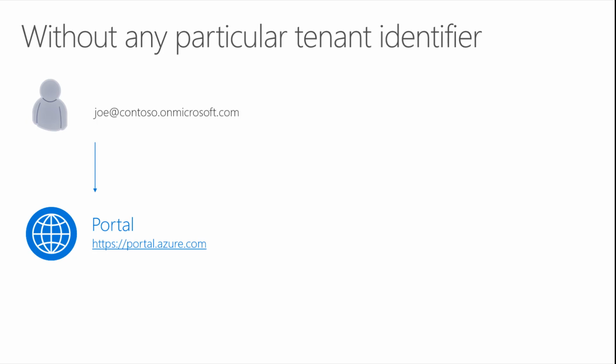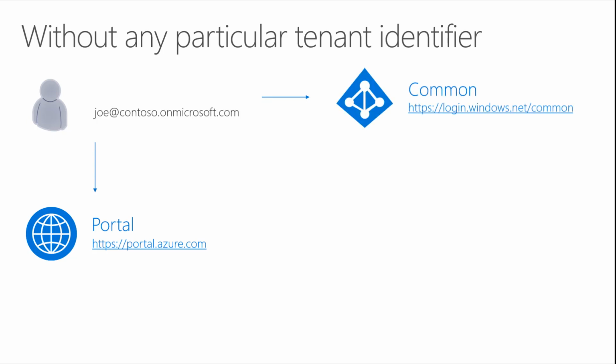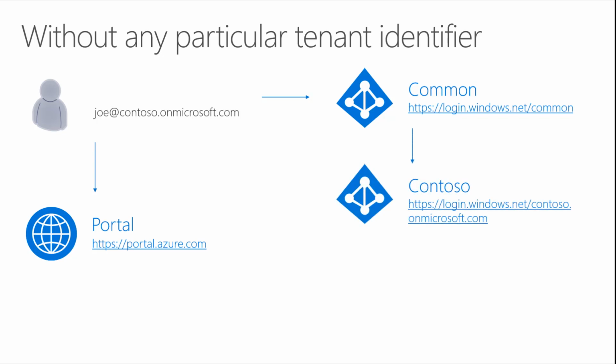Go to Active Directory to authenticate yourself. It sends that to a common endpoint in Azure Active Directory. The user enters credentials, and then Azure Active Directory says, I see the directory tenant name, so I'll redirect them back to that endpoint. Then they will be authenticated and get a token, and then they return to the portal.